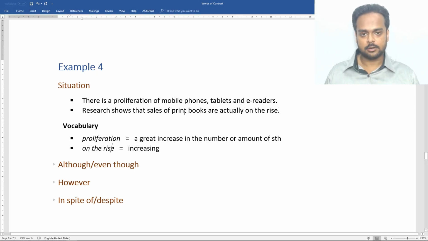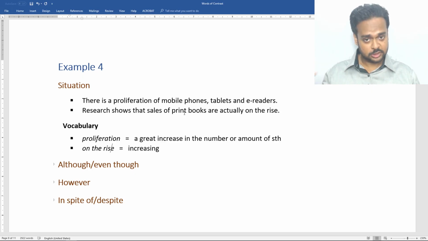So the contrast here is there's a proliferation of these devices, so you expect that nobody reads print or paper books anymore. That's on the one hand. On the other hand, unexpectedly, research shows that people are buying print books more and more these days. All right, write out the sentences and then check.